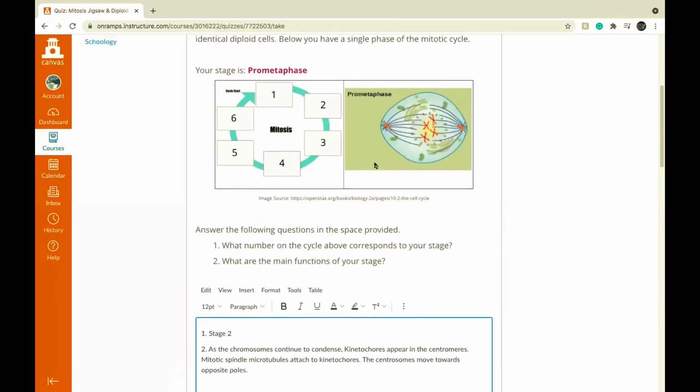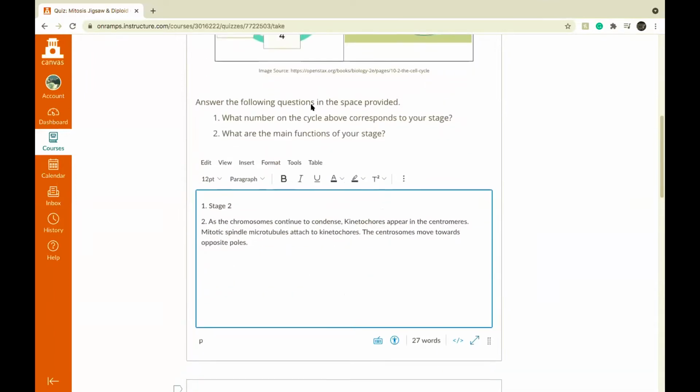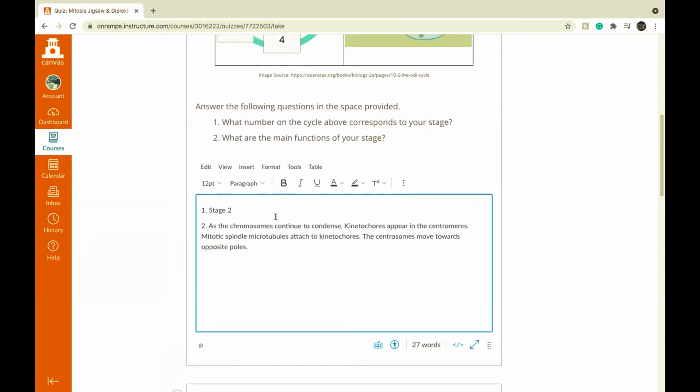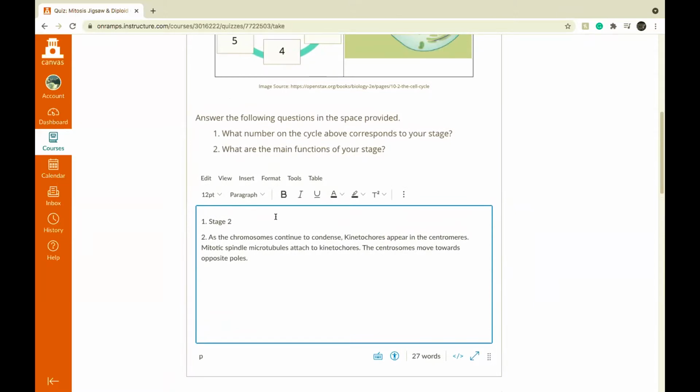So my phase will be here in stage 2, and specifically in it, as the chromosomes condense, kinetochores appear in the centromeres, and these mitotic spindle microtubules attach to these kinetochores, and the centrosomes move towards the opposite poles. Okay, very good. I like to think of kinetochores as little handles in the middle of the chromosomes. It's kind of how they draw them. That's what those spindles attach to. They attach to those little handles, so that way it can pull the chromosome apart. Okay, very good.